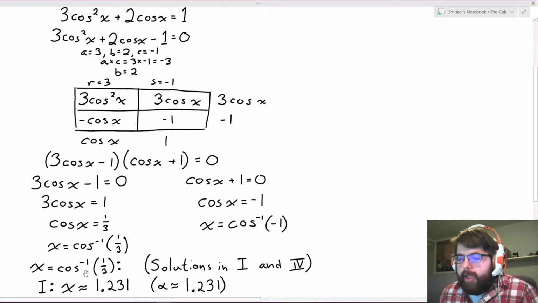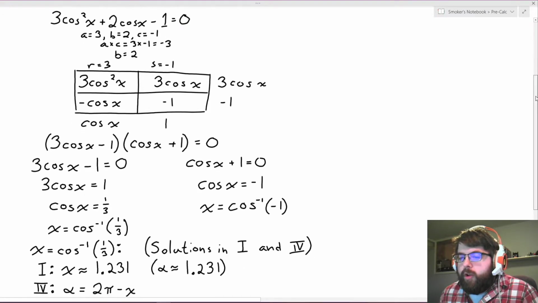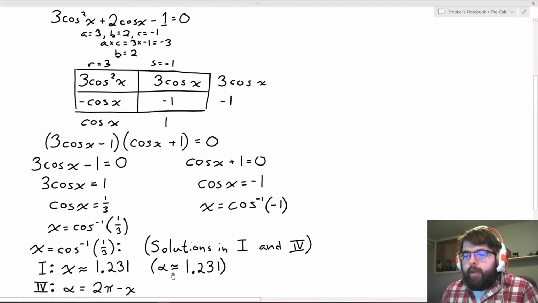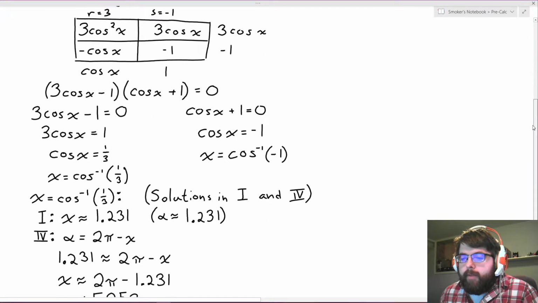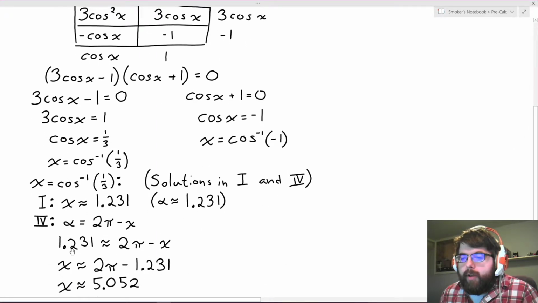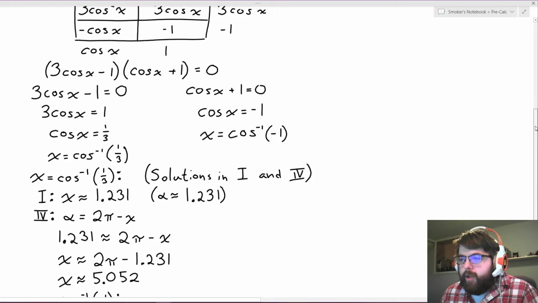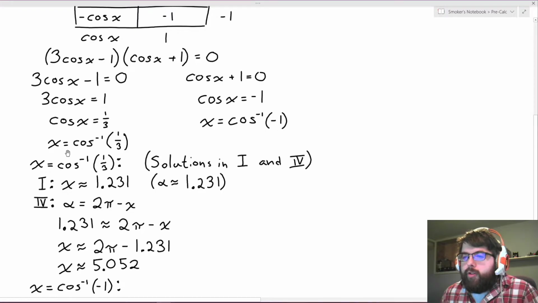You plug cosine inverse of 1/3 into your calculator, and you get 1.231. Since it's the first quadrant solution, that is also our reference angle. We're solving using the reference angle formula and solving for x to find what the fourth quadrant solution is. So plugging this in for alpha, we subtract this 1.231 from both sides, 2 pi minus 1.231, 5.052. So that's two of our solutions. This branch will only have one solution because of what I was just trying to explain. So it's going to be 3 total solutions, 2 for this, 1 for this.